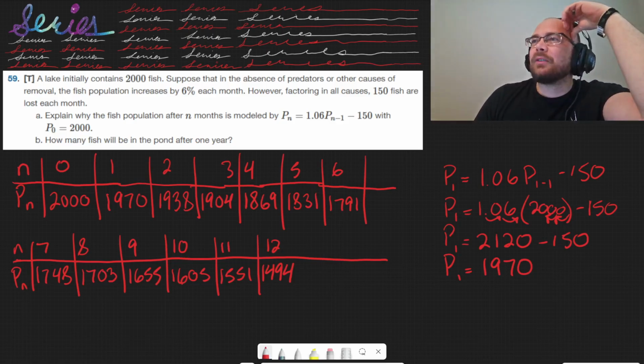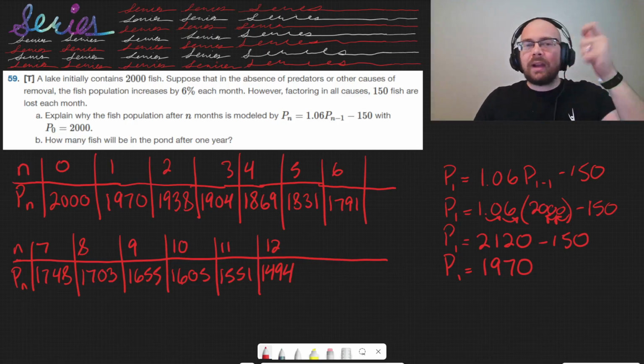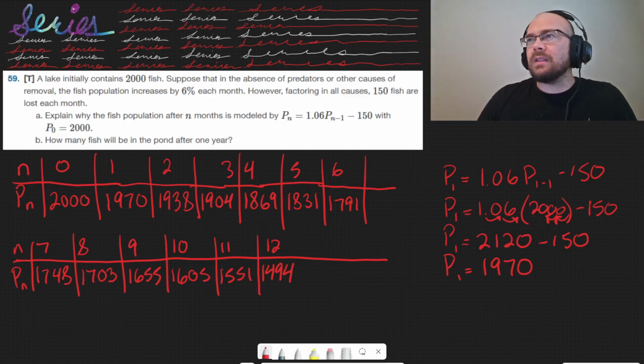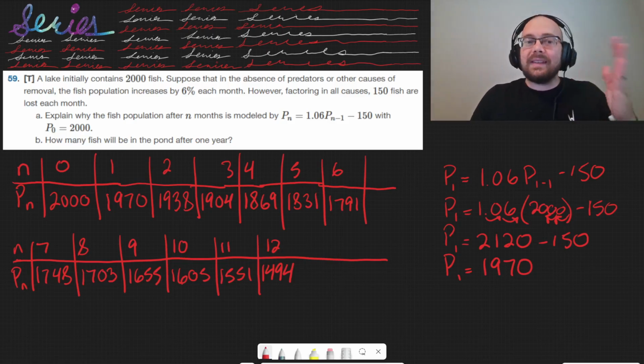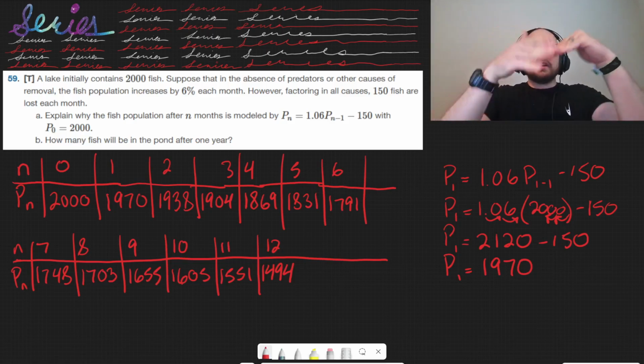Part B, after 12 months, we have P sub 12 is approximately equal to, oh, they did do it the same way I did it. Okay, 1494. So they didn't round as they went. They kept using the decimal as they went, even though that decimal amount of fish wouldn't make sense for that n value. Okay, cool. So they ended up doing it the same way I did it. So those are all your different values.